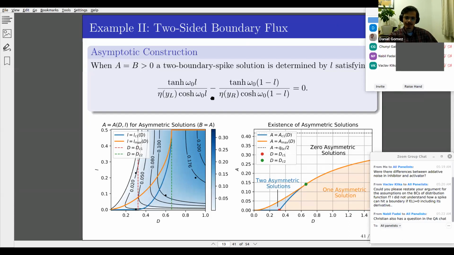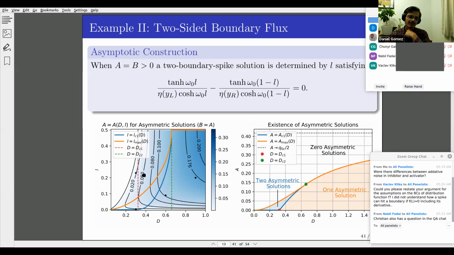A symmetric spike would correspond to l equal to 1/2, in which case this equation is satisfied for all values of D and A. So you can always construct a symmetric two-spike solution. However, we found that provided your activator flux is not too large, it's the same activator flux on both sides, then you can also construct an asymmetric spike solution. And in some scenarios, you can construct two asymmetric spike solutions.